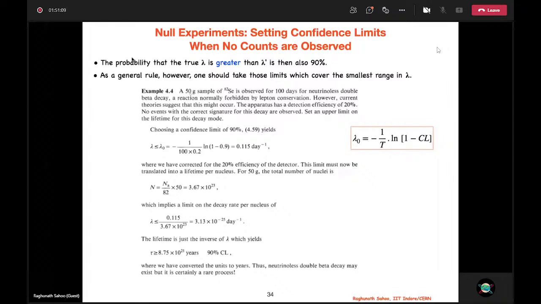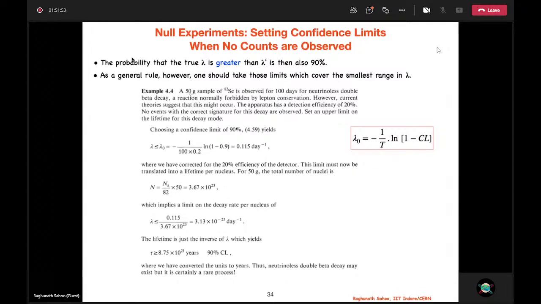Neutrinoless beta decay experiments are being done by many people nowadays, and this reaction is forbidden by lepton number conservation. So if this is observed, it will be something like a beyond standard model decay, and many people are looking for it. The current theory suggests that this might occur. The apparatus has some detection efficiency. Let us say the apparatus has 20% efficiency, meaning if 100 events are coming, it has the efficiency of registering only 20 events. So no events with the correct signature for this decay are observed.